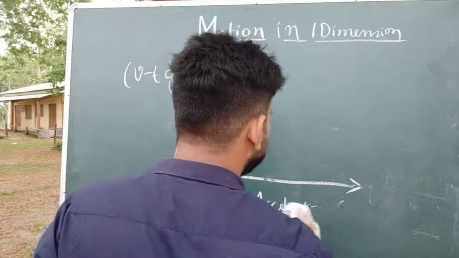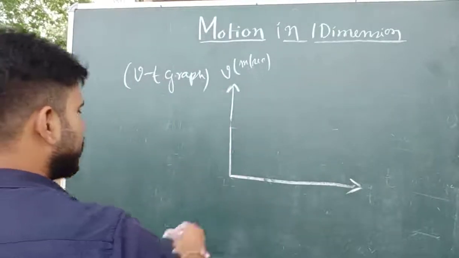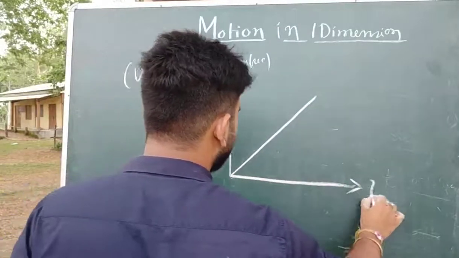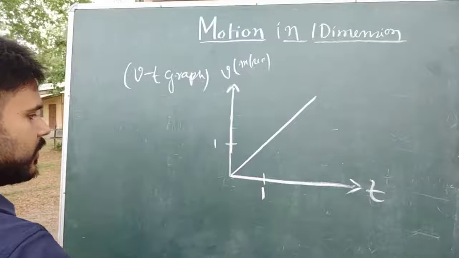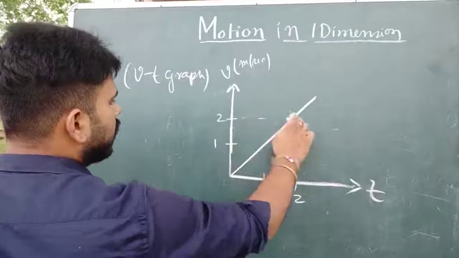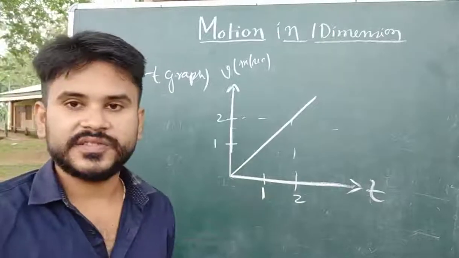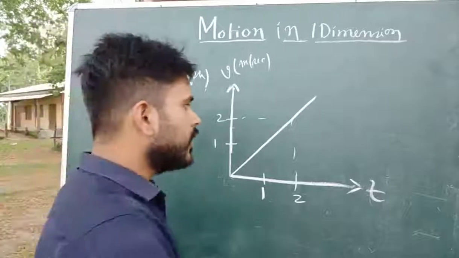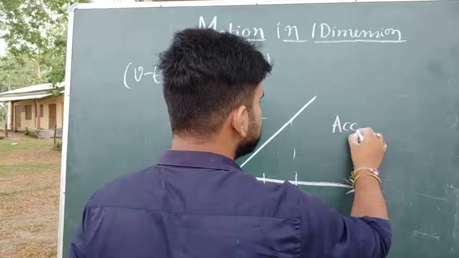Now I draw the graph in a different manner. As you can see, at time t equal to 1 second, what will be the velocity? 1 meter per second. At time t equal to 2 seconds, what will be the velocity? 2 meter per second. So as time progresses, the velocity itself changes. So we can say that in this example, my bike is in motion, but the velocity changes with respect to time. So in this case, acceleration is not 0.